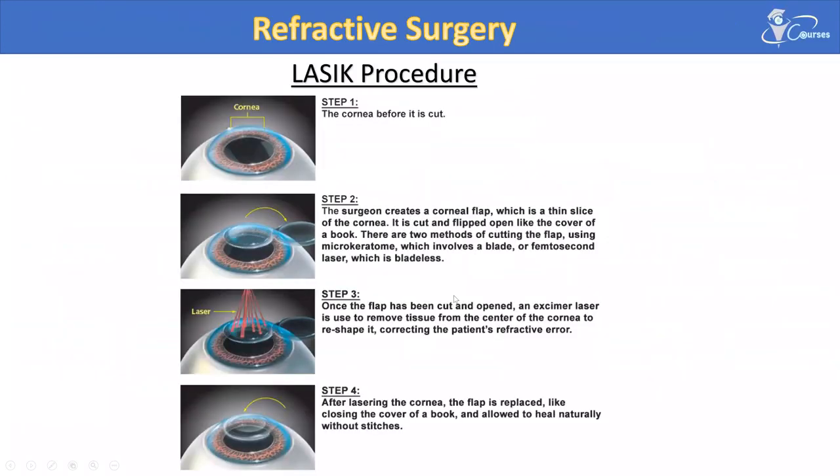So starting with the refractive procedures, we have the LASIK procedure. The LASIK procedure is a procedure in which we cut a flap and invert this flap in order to do excimer laser ablation to the corneal stroma to correct the refractive error. So we can correct myopia, hypermetropia, and astigmatism this way. This is a kind of corneal refractive procedure.